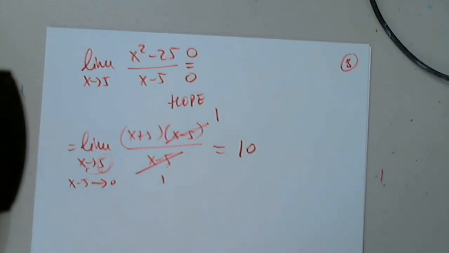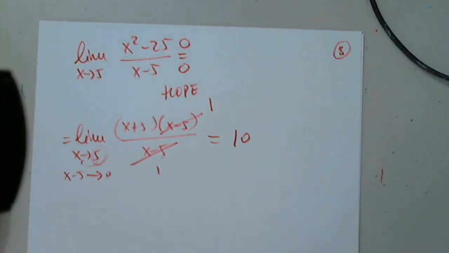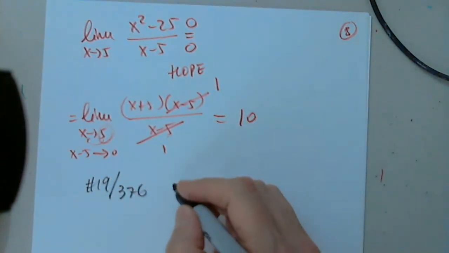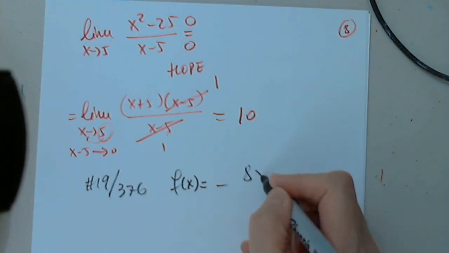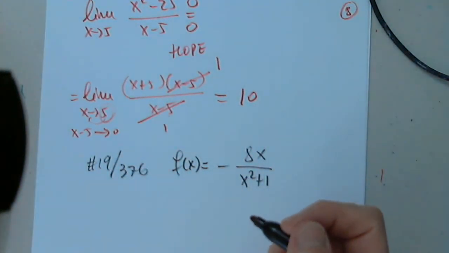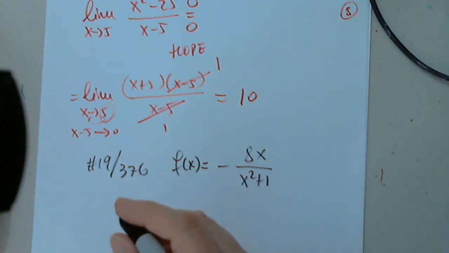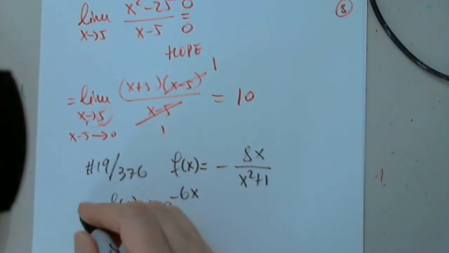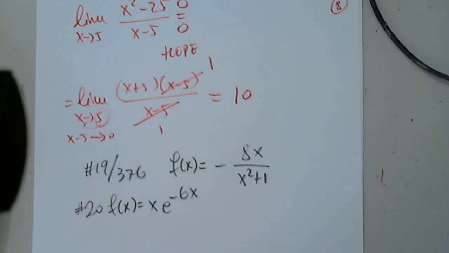Okay, I can make one up, but I like to choose. Yeah, a simple one, like negative 8x, number 19. I picked 19 on page 376. And this is f of x equals negative 8x over x squared plus 1. And let me let you choose because I don't remember if we did this problem. If you think we did, then we can look at another one, something like f of x equals x e to negative 6x, and this is number 20 on the same page. So you choose whichever you want.